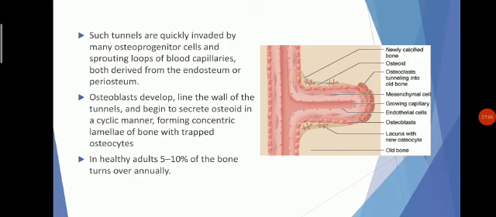Osteoblasts develop, line the wall of the tunnel, and begin to secrete osteoid in a cyclic manner, forming concentric lamellae of bone with trapped osteocytes. In healthy adults, 5 to 10% of the bone turns over annually.